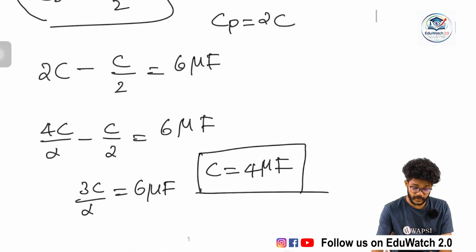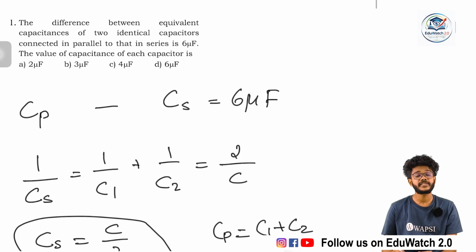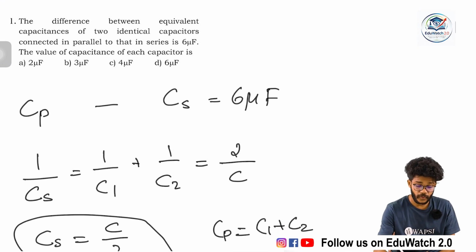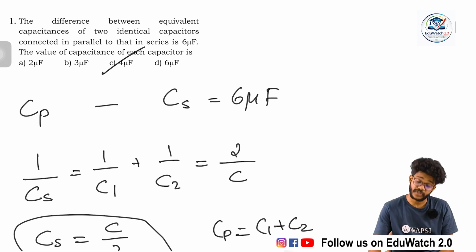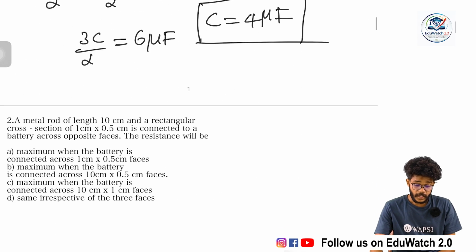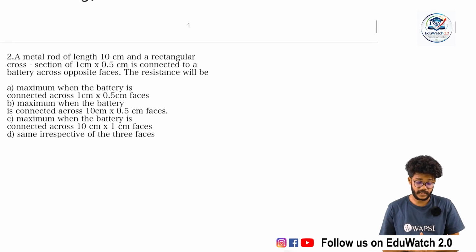We can check with our options. Option C is the correct answer, 4 microfarad. Okay, so we can move to the next question. The next question is the second one.